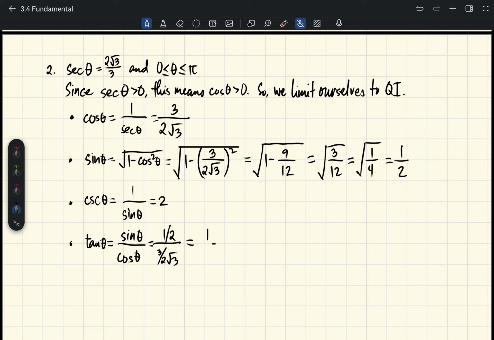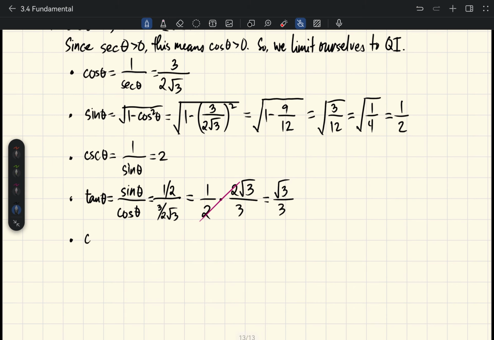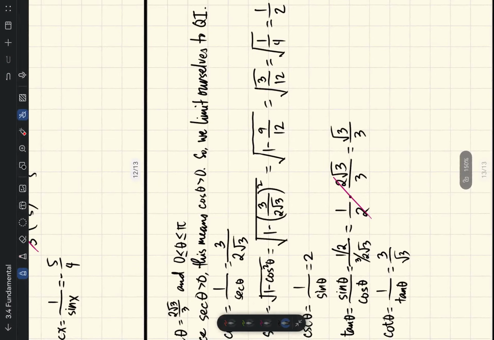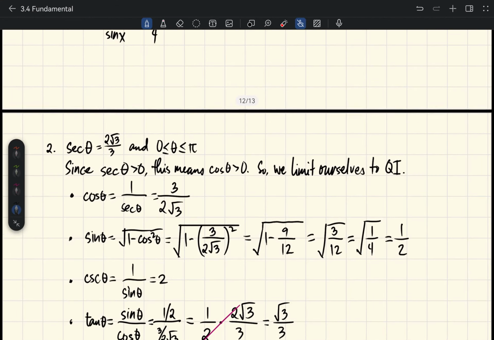To simplify, we have 1 over 2 times, so we will just get the reciprocal of this one right here. We have 2 square root of 3 over 3. The 2's cancel, giving us square root of 3 over 3. And finally, we get cotangent theta, which is just the reciprocal of tangent theta, which is equal to 3 over square root of 3. Okay? I hope this one is clear.